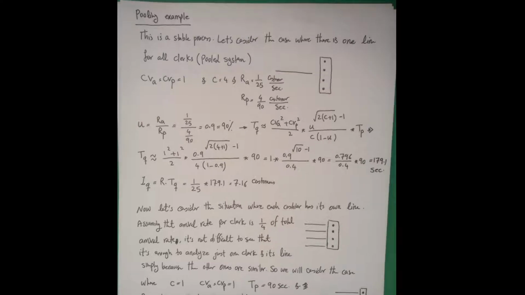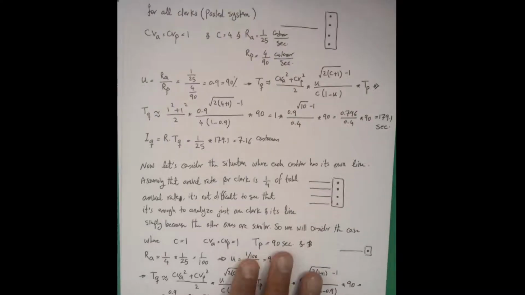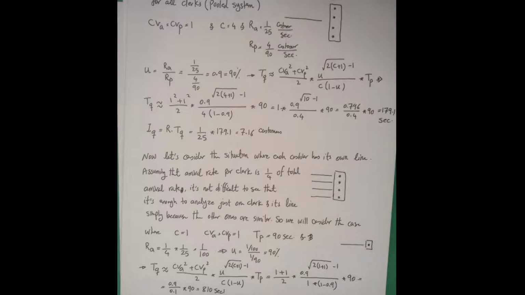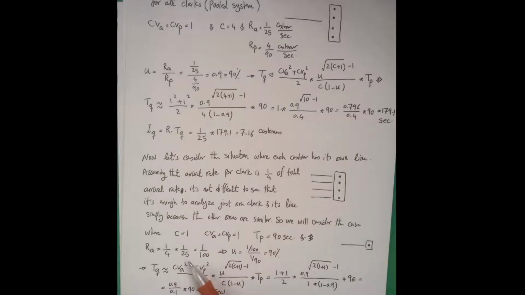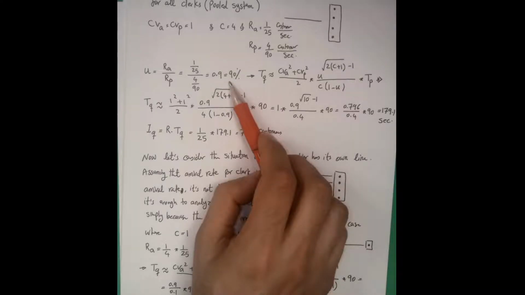I have 1 server, coefficient of variation for arrival, CV of A, and CV of P the same, 1, processing time 90 seconds. Rate of arrival is 1 quarter of 1 over 25, which was the rate of arrival of total. That's going to be 1 over 100. Utilization still is going to be 90%. Look, utilization is 90% here, 90% up here, right? Utilization did not change. On average, my servers are working 90% of the time.